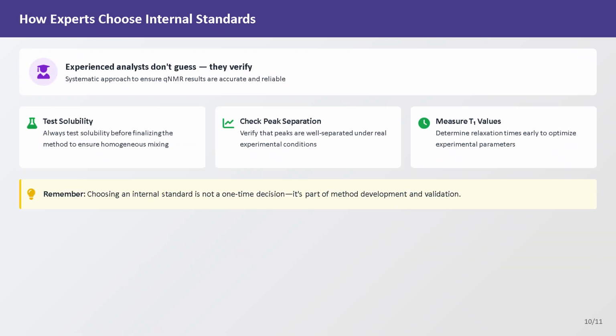Experienced analysts don't guess, they verify. They test solubility first to ensure homogeneous mixing. They check peak separation under real experimental conditions, not idealized ones. And they measure T1 values early to optimize acquisition parameters. Choosing an internal standard isn't a one-time decision. It's part of method development and validation.